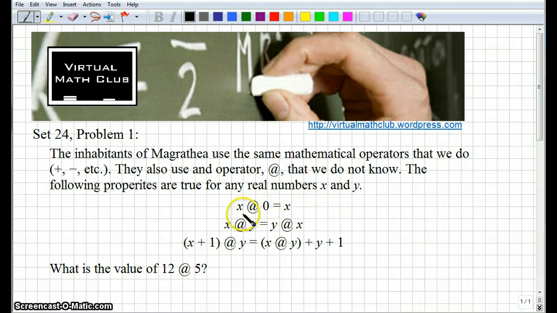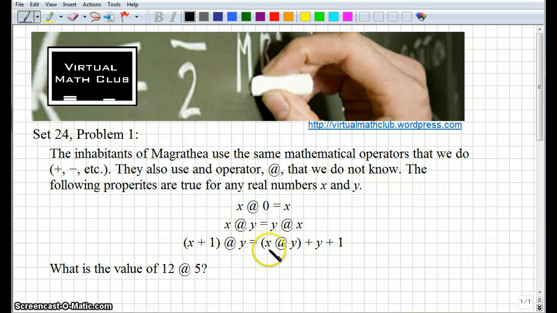Okay, so x at 0 is x. So any number at 0 is x. Alright, x at y is y at x. Okay, so we have a commutative relationship here with the at operator. And this would be an identity here. So 0 is an at identity, just like 1 is a multiplicative identity, right? So in this case, 0 is the at identity.